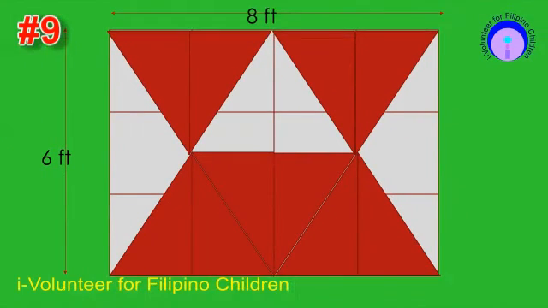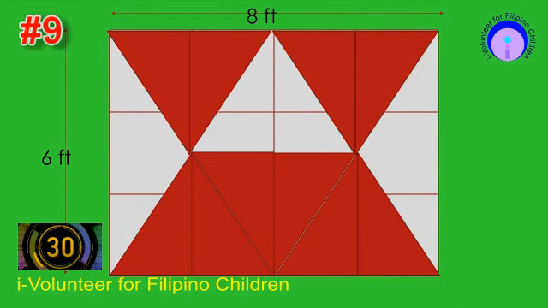Item number 9. Find the area of the red triangles. You still have 5 seconds to finish.